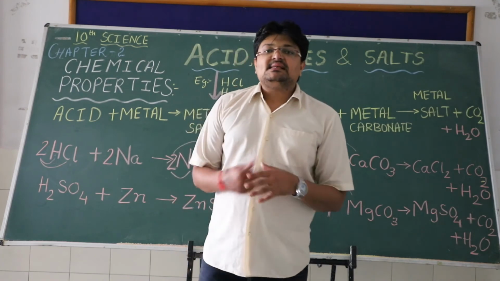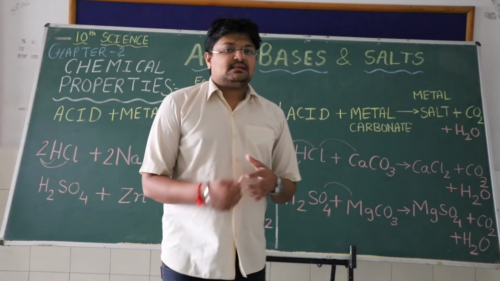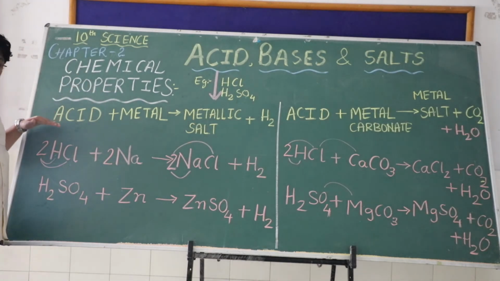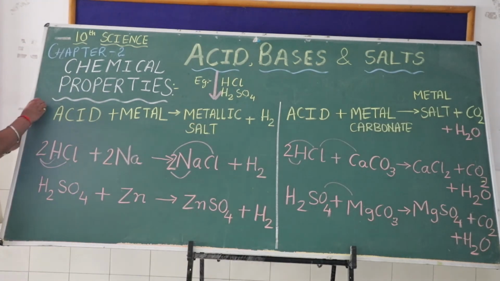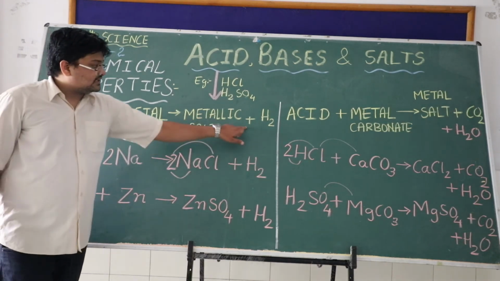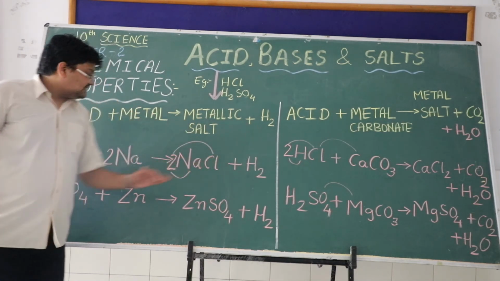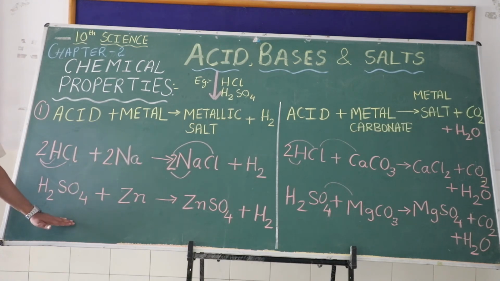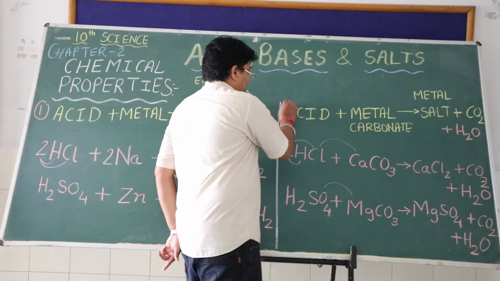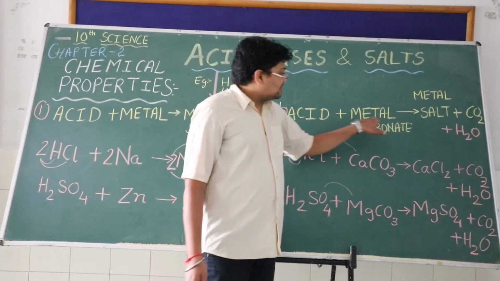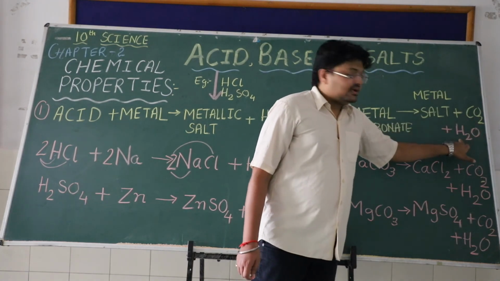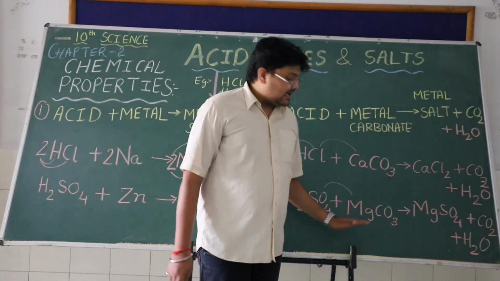So these are the basic first two chemical properties of acid. We are understanding the chemical properties of acid. First property, acid plus metal gives metallic salt plus what, H2. This is what I have given for example. This is the second property. Second property, acid plus metal carbonate gives metal salt plus carbon dioxide plus water. And these are its examples.